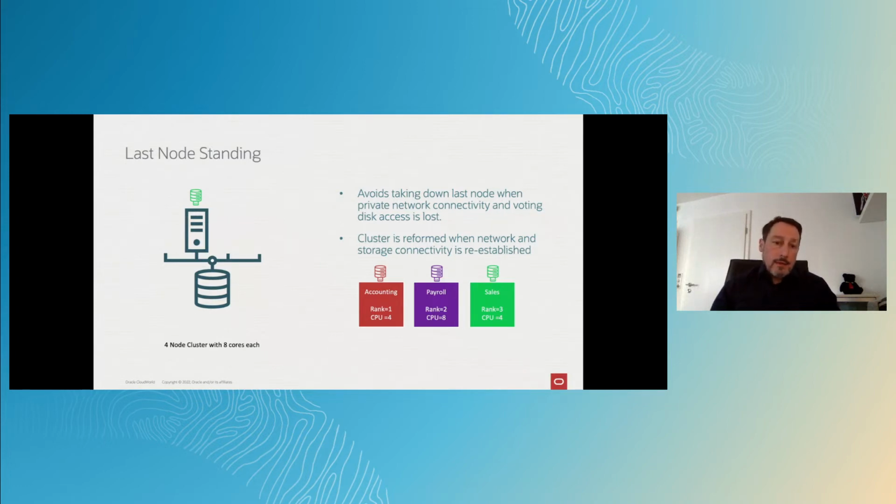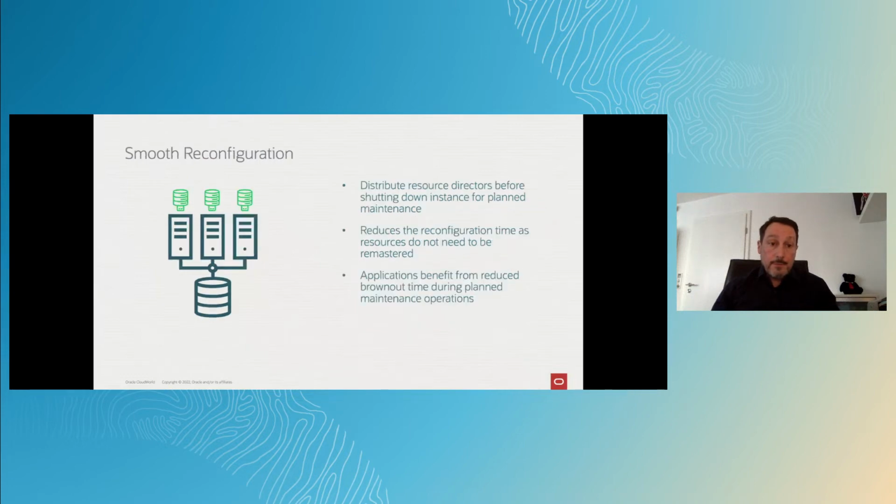As soon as the network and storage connectivity for the voting disk is reestablished, we essentially go back into the cluster mode, running with all nodes. So that is really important to know with the PDB placement and the enhancement that we do ensure that the last node will always be highly available.